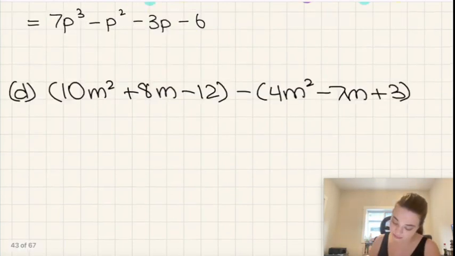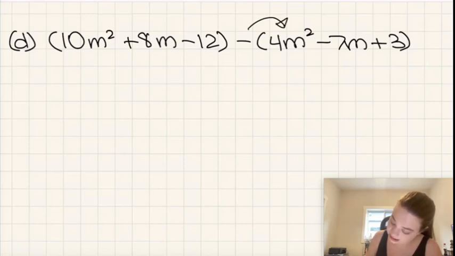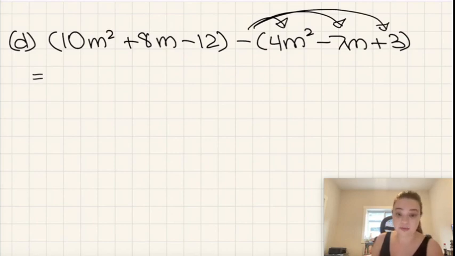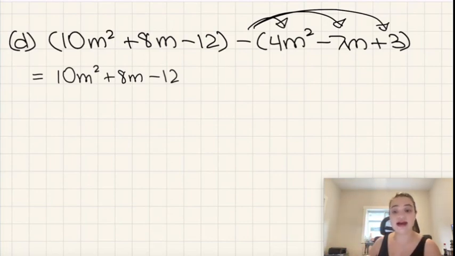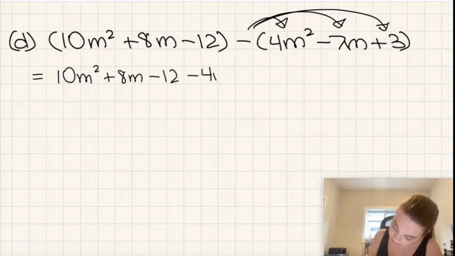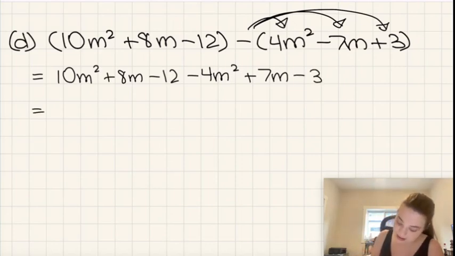Okay, let's do one more subtracting one. So first thing we need to do for this is we need to distribute this negative sign to everything. So I'm going to just copy down everything in the first bracket. So 10m squared plus 8m minus 12, exactly the way it is. And then I'm going to distribute the negative sign through to everything. So negative 4m squared and then plus 7m, because if we have a negative 7m, that is the same as plus 7m. And then we have minus 3.